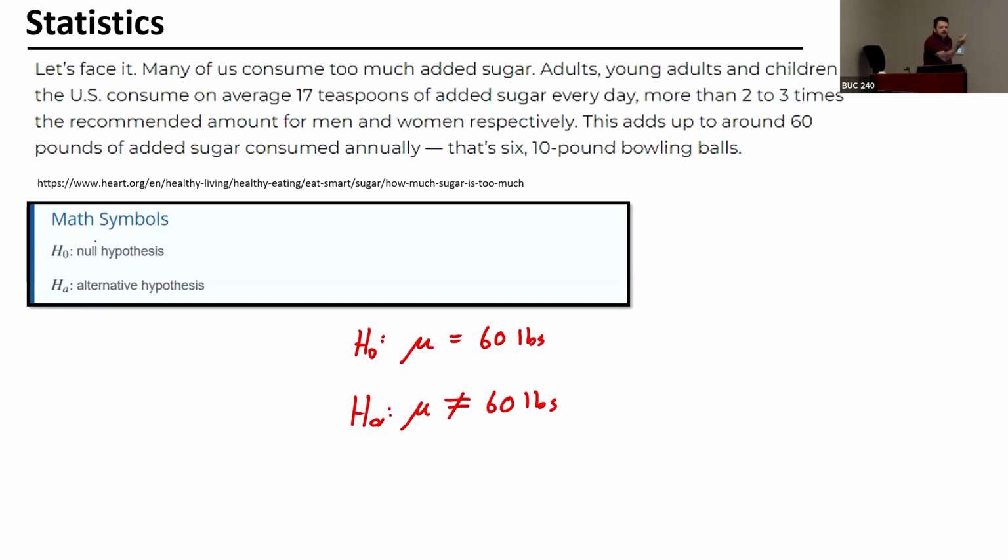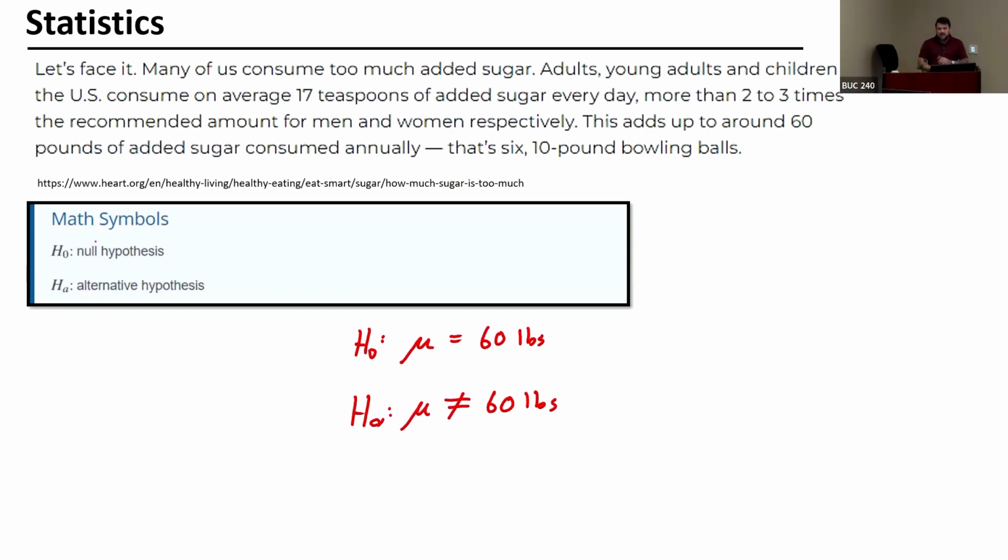So the belief that I'm challenging is this. Scientists believe that we consume about 60 pounds of added sugar a year. I don't think so. I don't think it's equal to that. Now, I'm not saying it's greater than or less than, but I don't believe that. And that's what I'm putting down there. And that's how you're going to do this homework. You have to go in there and decide, what are they saying?